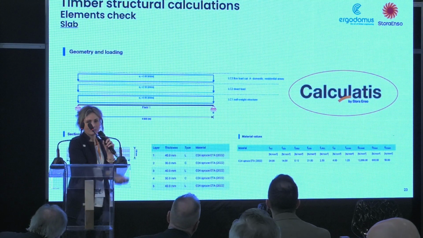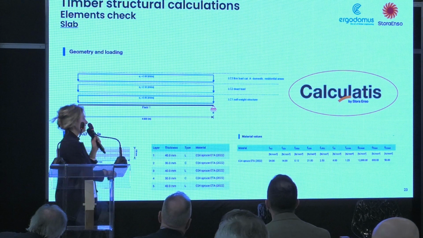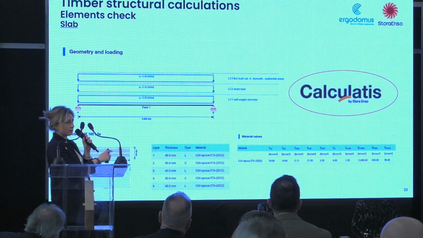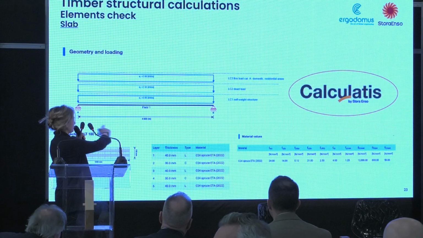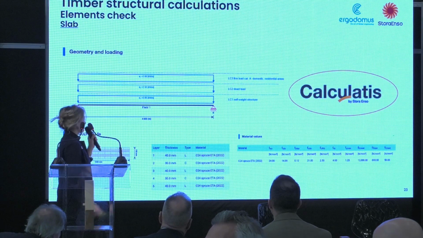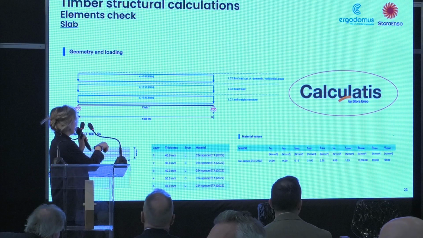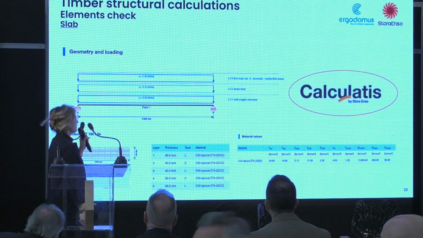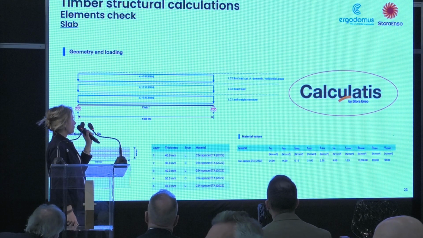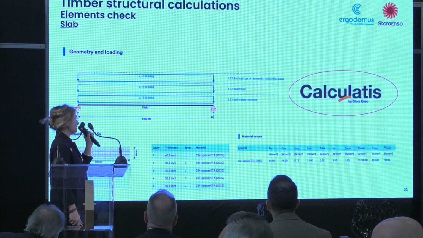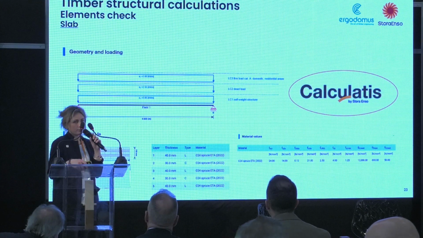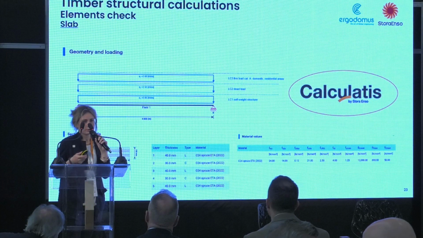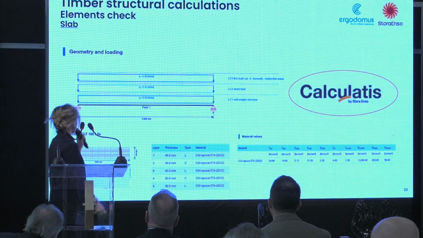You can open Calculatis and you can do this static calculation by yourself. You can create your static geometry. So we have a span of 4.6 meters. We added the self-weight, the dead load, and the live load. This is an internal floor, so we don't have wind, we don't have snow, of course.